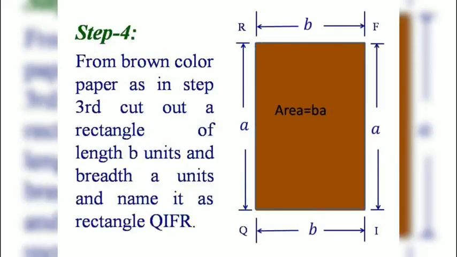Step 4. From brown color paper, as in step 3rd, cut out a rectangle of length b units and breadth a units and name it as rectangle QIFR. So this is rectangle QIFR having area ba square unit.